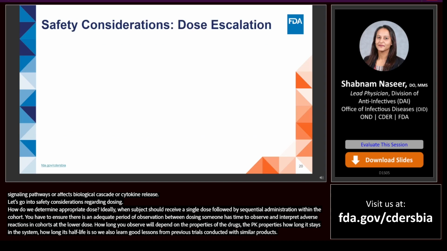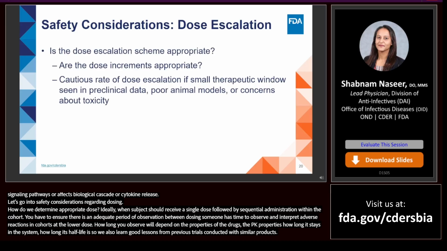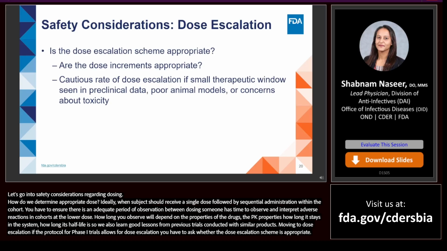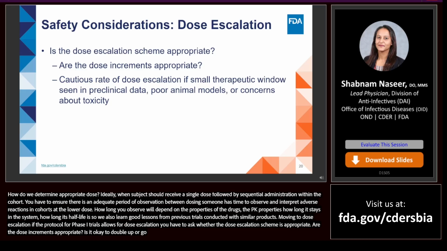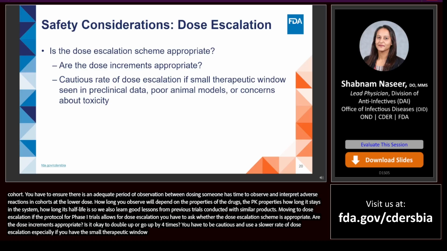So moving on to dose escalation. If the protocol for these phase 1 trials allows for dose escalation, you have to ask whether the dose escalation scheme is appropriate. Are the dose increments appropriate? Is it okay to double up or go up by 4 times? You have to be cautious and use a slower rate of dose escalation, especially if you have a small therapeutic window, if you had animal models that were not very good, or if you had any concerns about toxicity.